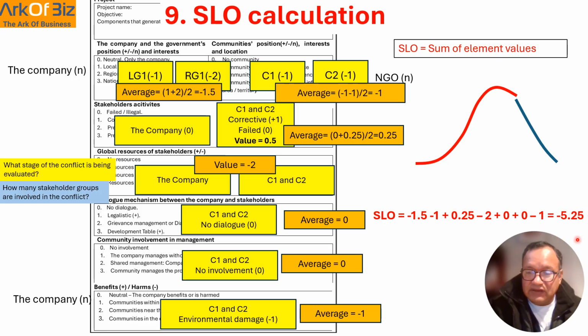But is this the worst scenario? I don't think so. Why? Because here we don't have the government participation and government position. We don't have more communities against the company. So it means that this value will be worse. So let's see what this value means in the next slide.